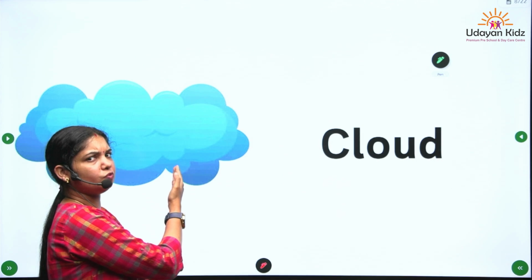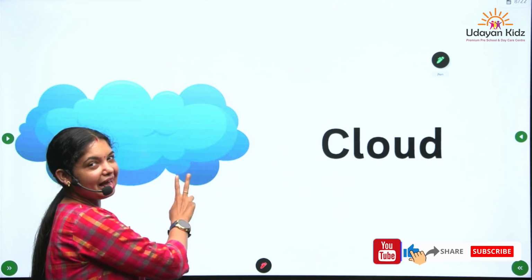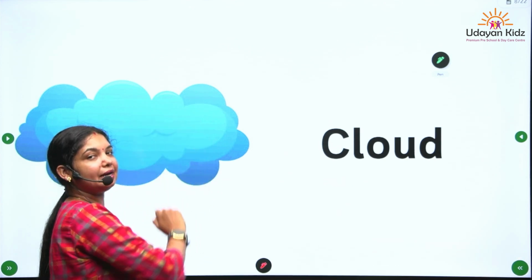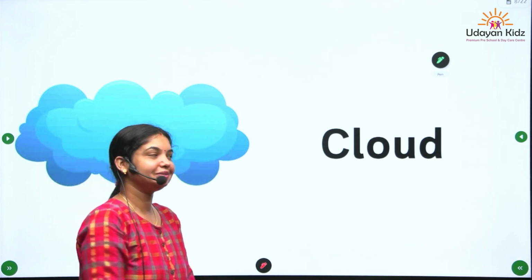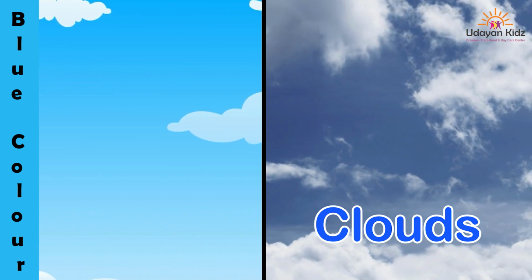Now tell me, what is this? Very good. This is a cloud. And which color is this? Blue color. Blue color. Cloud. That's the color blue.